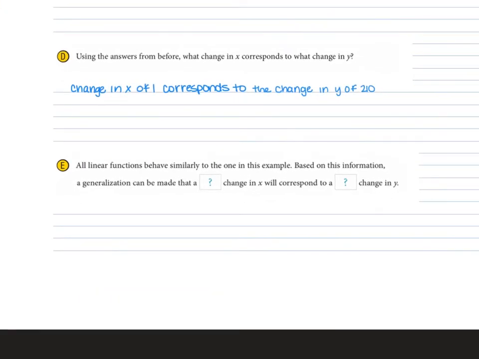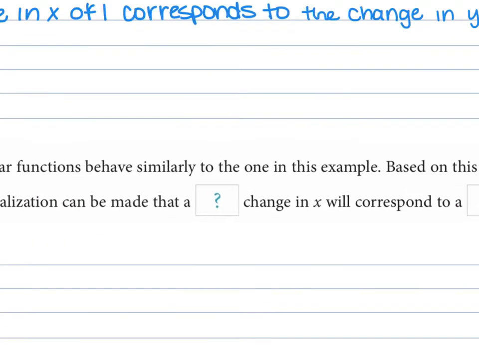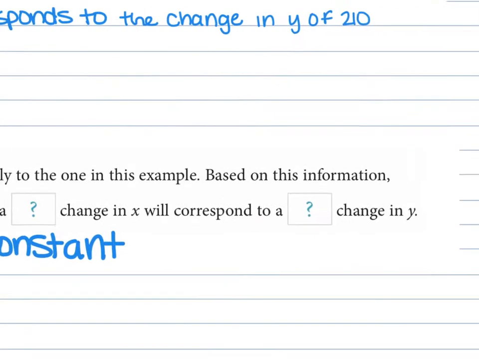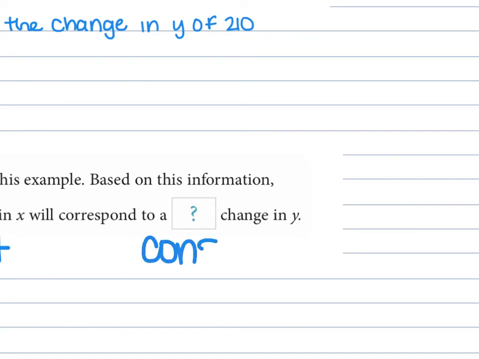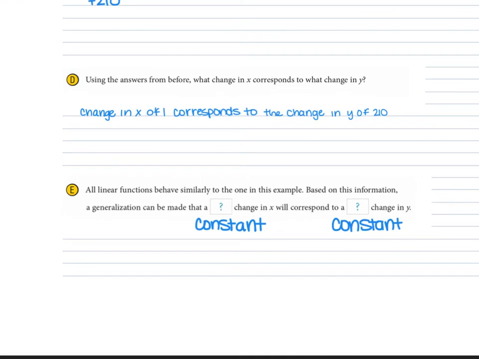E says all linear functions behave similarly to the one in this example. Based on this information, a generalization can be made: what change in x will correspond to what change in y? So a constant change in x corresponds to a constant change in y. And this is where that constant rate of change comes from, or the slope.